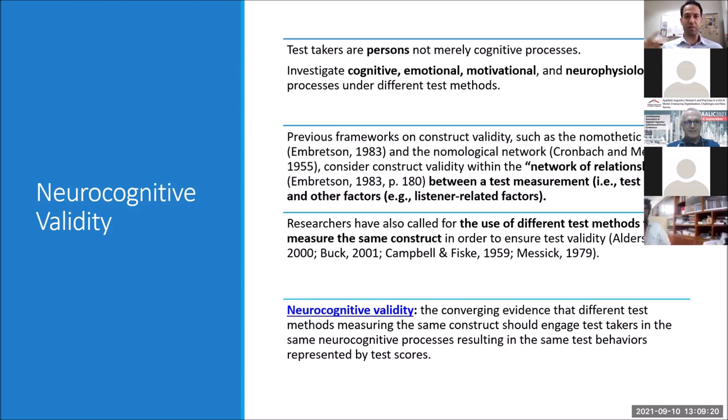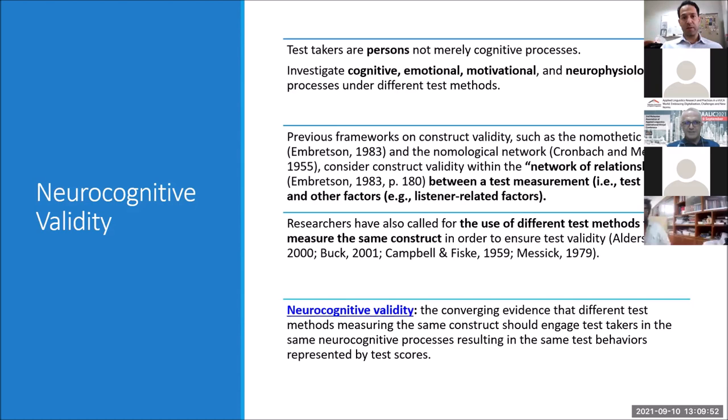But what I'm proposing is that if you want to validate a test, or if you want to develop a test, okay, cognitive processes are important, but we should not lose the sight of the fact that humans are a lot more than cognition. We have emotions, we have motivation, we have neurophysiological processes, and these different pieces of jigsaw puzzle that we're creating should be put together, so the image that will emerge will be more comprehensive.